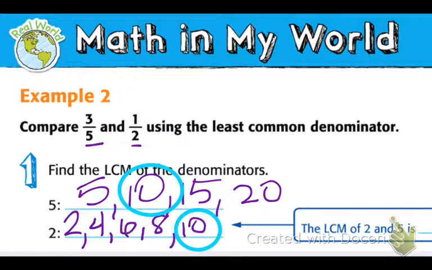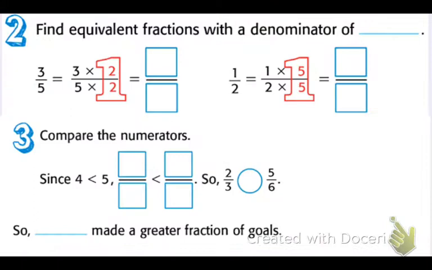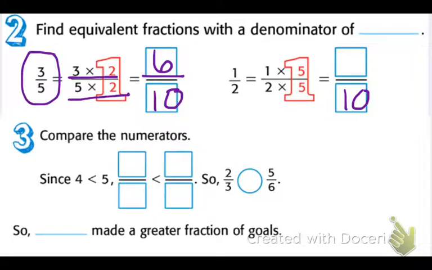Step 1 is done. Step 2, create equivalent fractions. Well, I already know that the new denominator is 10 from step 1. That's the lowest common multiple. Well, 5 times 2 is 10. I have to use that same number on top. What's 3 times 2? So I have 6/10 is equivalent to 3/5.